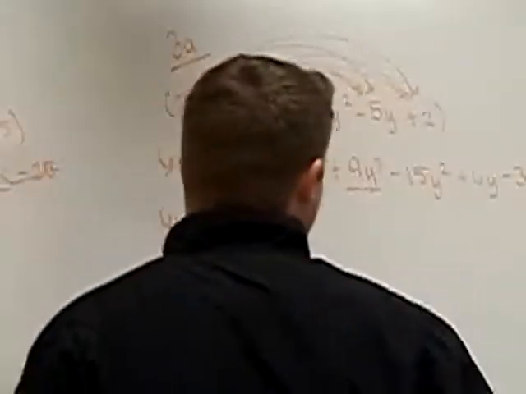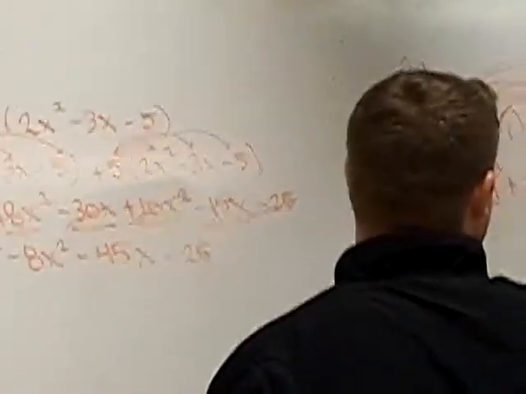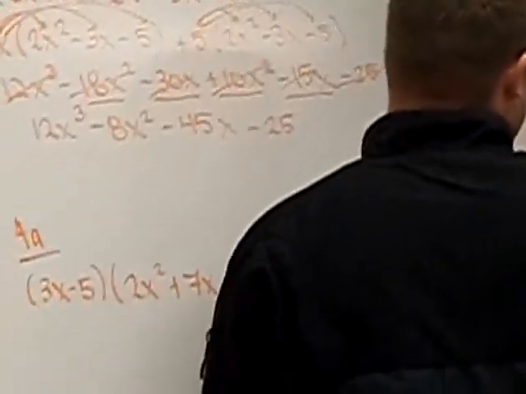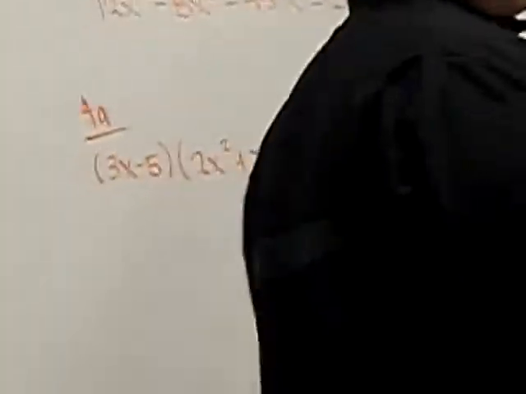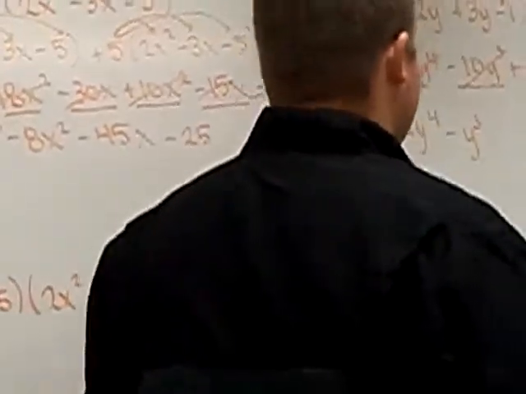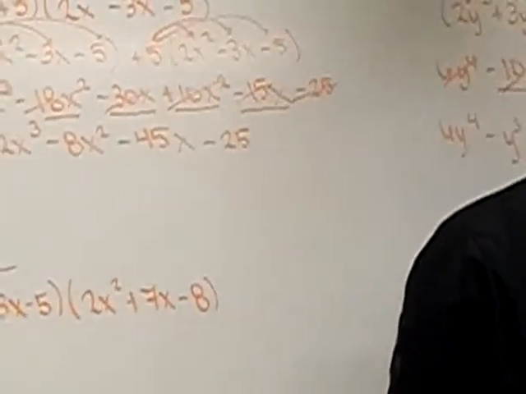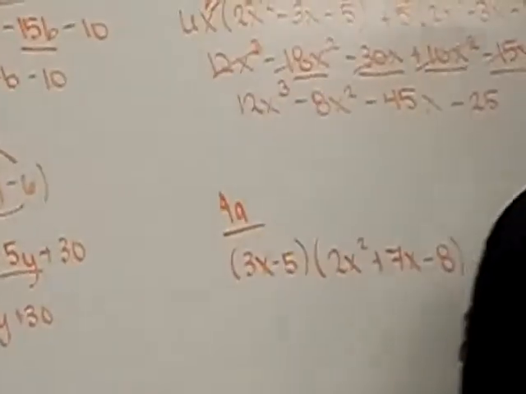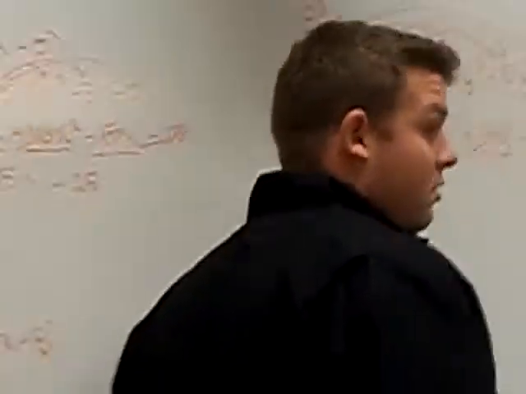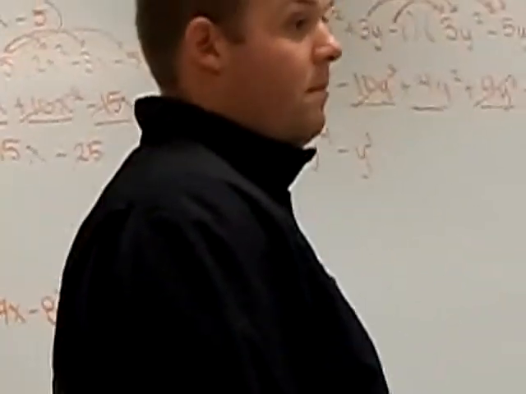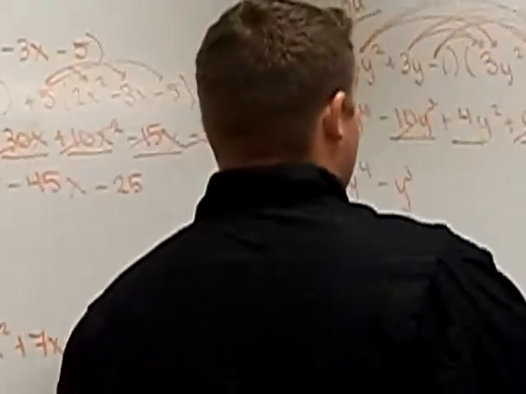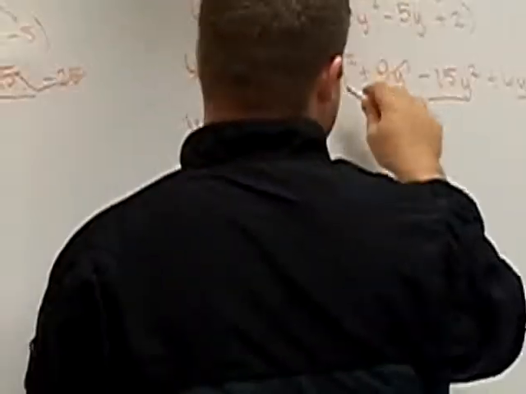Alright, we've got a y cubed and a y cubed. So negative 10y cubed plus 9y cubed is negative 1y cubed, or just negative y cubed. Alright? Then we've got a y squared, and a y squared. Agree? 4 minus 15 is what? 4 minus 15 is 9.